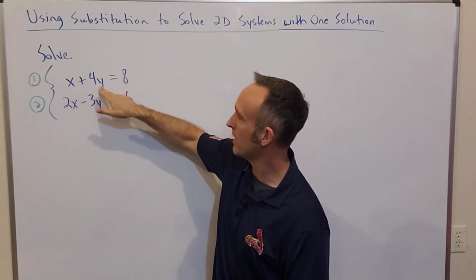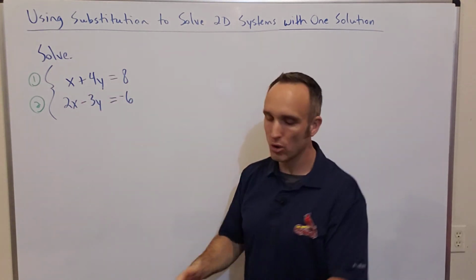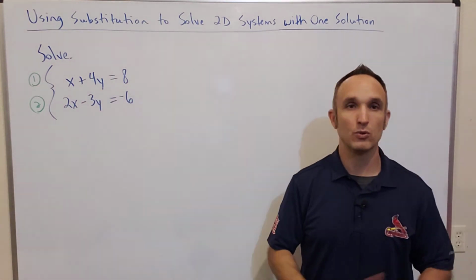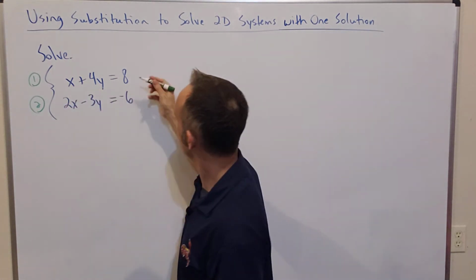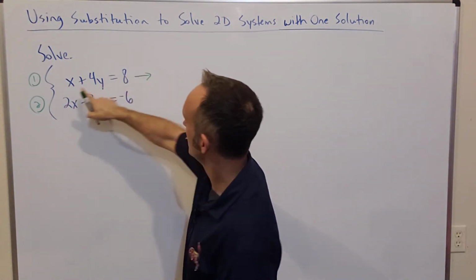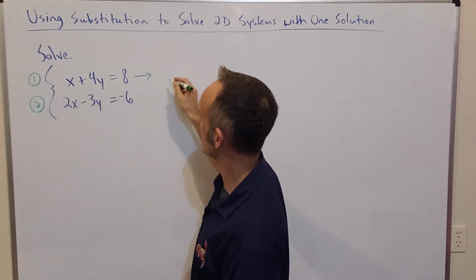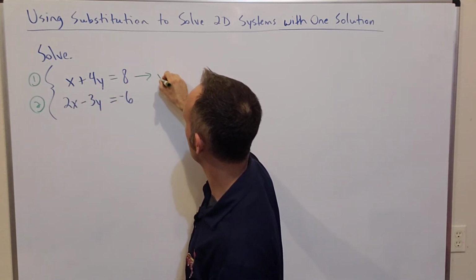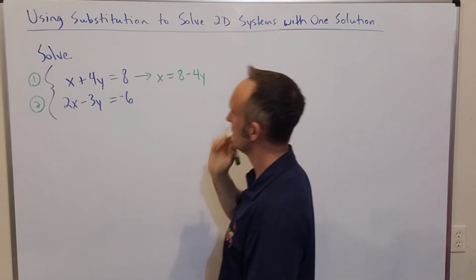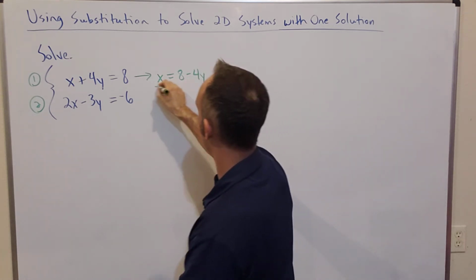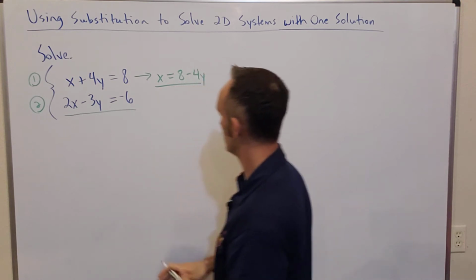If you want to get y by itself, you'll have fractions. The only way to avoid the fractions, which we might want to choose to do, is to get x by itself in equation 1. So to get x by itself, I'm going to subtract 4y. So that'll be x equals 8 minus 4y. So this is my new equation 1, and this is my equation 2.